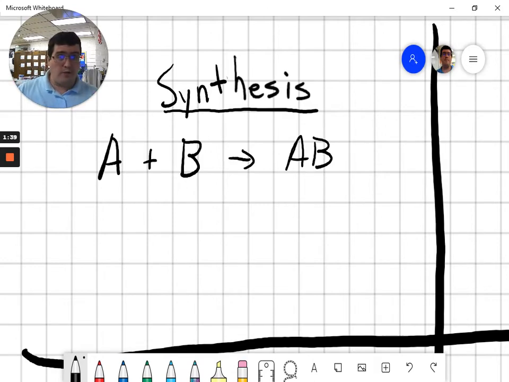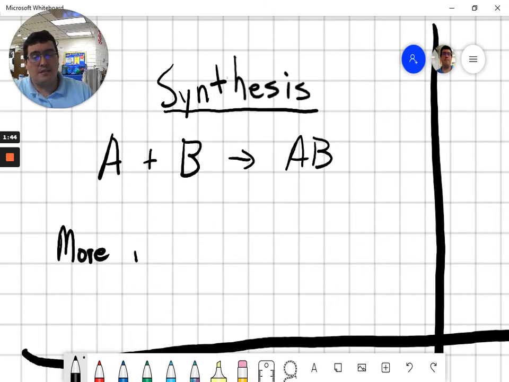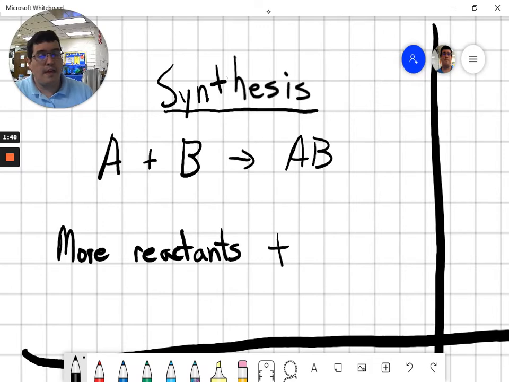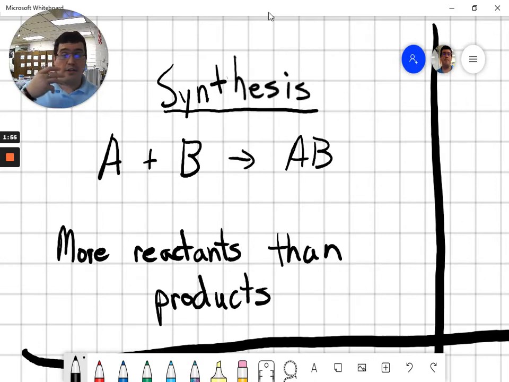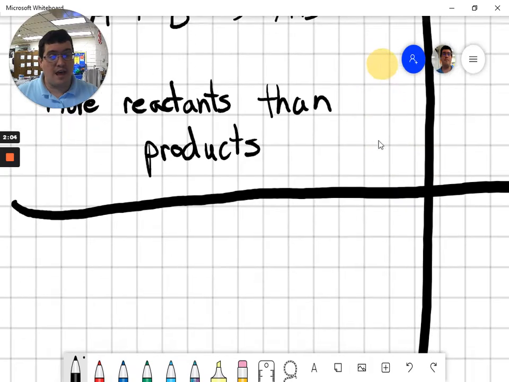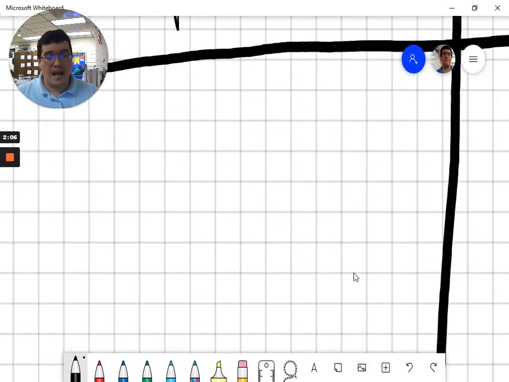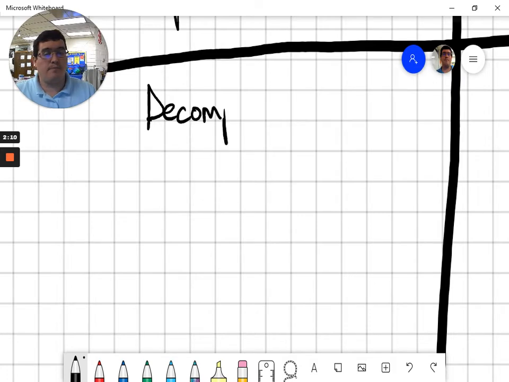So the hallmark of a synthesis reaction is that it has more reactants than products. So it is possible that you could have 3 reactants and 2 products, right? That would still be a synthesis reaction. In direct opposition to that is the next type of reaction, which is decomposition.